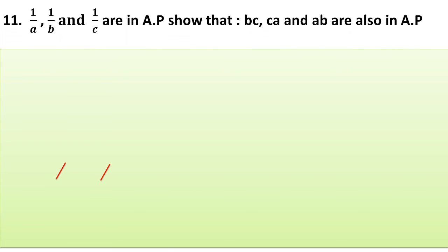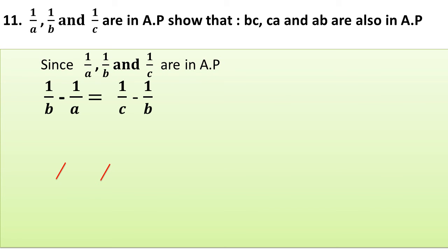Question number 11. 1 by a, 1 by b and 1 by c are in AP. Show that bc, ca and ab are also in AP. Consider the given terms which are in AP. Find out its common difference. That is, 1 by b minus 1 by a is equal to 1 by c minus 1 by b. T2 minus T1 is equal to T3 minus T2. After simplification, (a minus b) by ab is equal to (b minus c) by bc. B and b get cancelled.